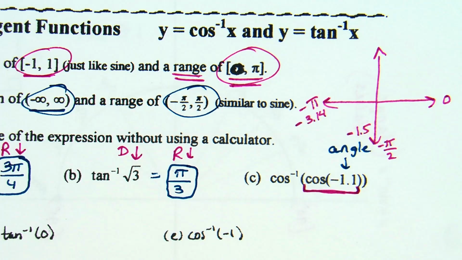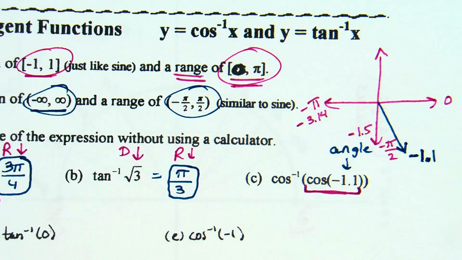Where is negative 1.1? In quadrant 4. I know, that took a lot to get there. And realize, this is a difficult problem. This is not your typical everyday problem, right?